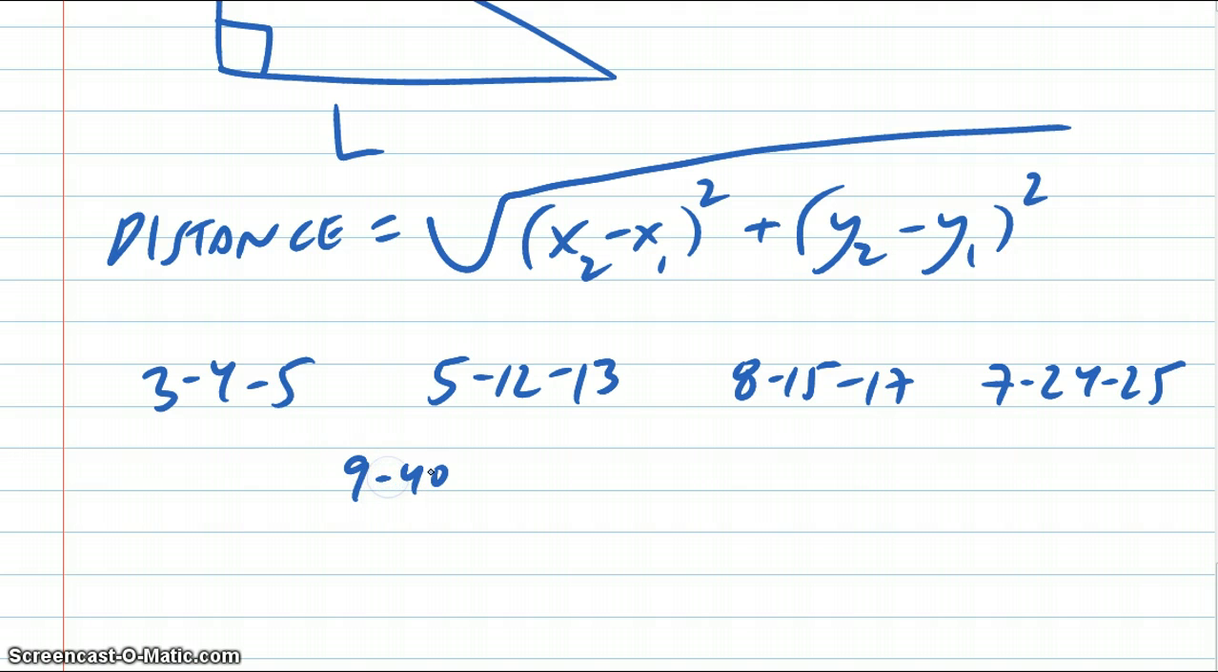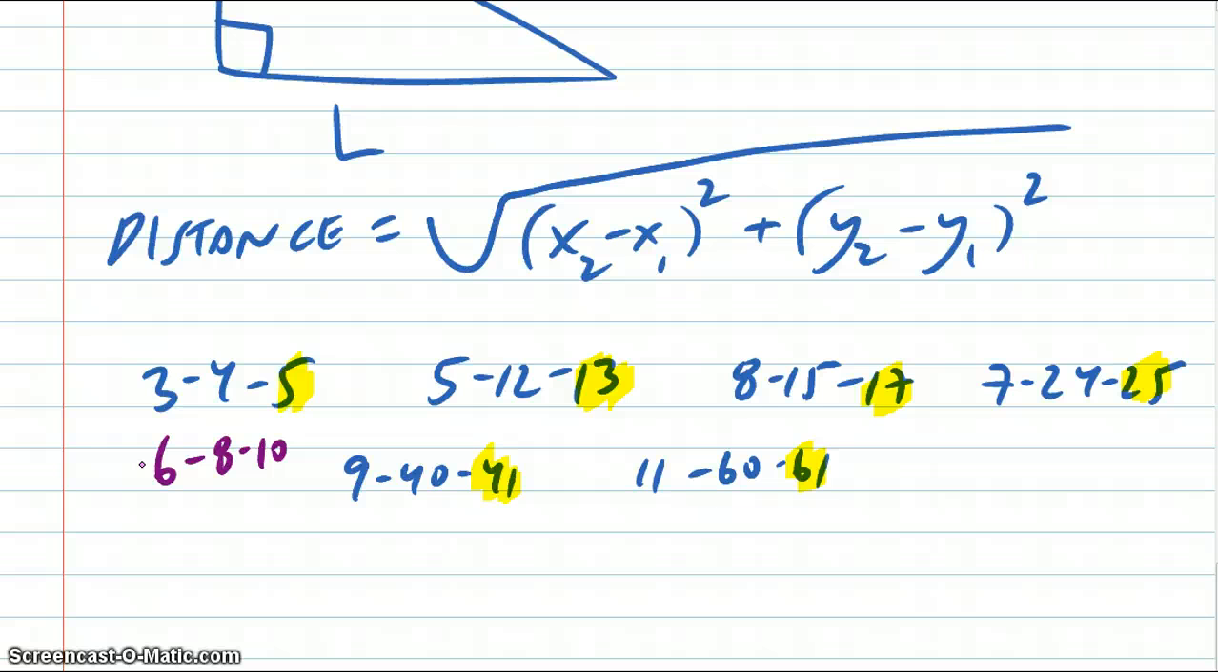Sometimes we stick the 9, 40, 41 in, and 11, 60, 61. Remember, the biggest side has to be the hypotenuse, and those might help you out. Remember, I can double any of these. I can make it like a 6, 8, 10, for example, times 2. So you can have other Pythagorean special situations as well.